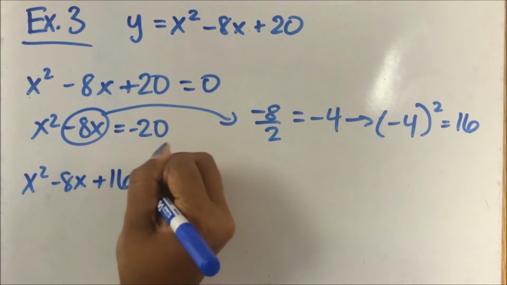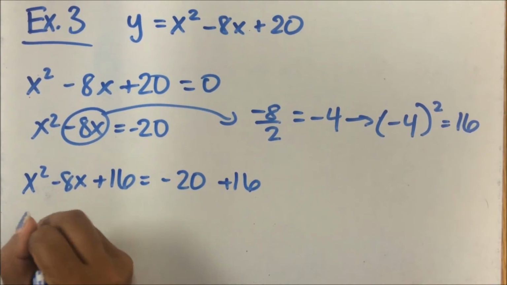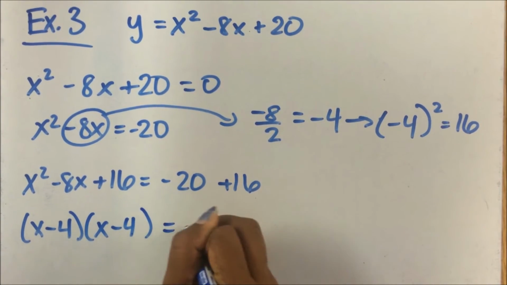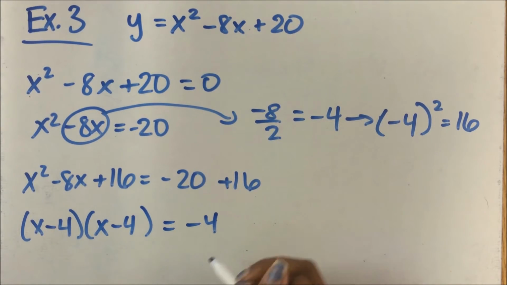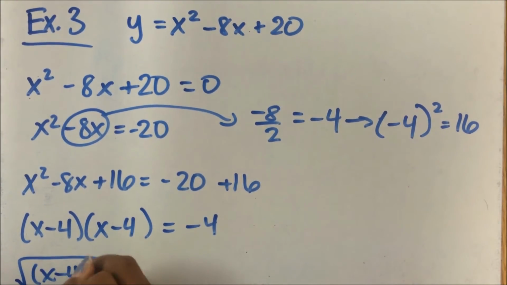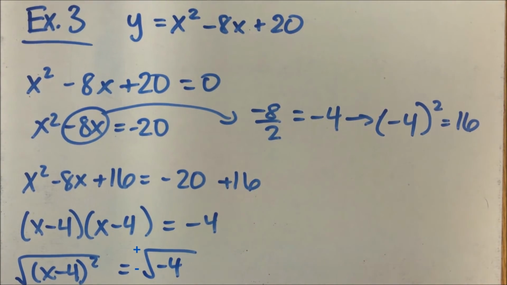You're left with a negative result on the right. Change x squared minus 8x plus 16 into the square x minus 4 squared. Take the square root of each side to get x minus 4 equals plus or minus the square root of negative 4. If you're in Algebra 1, this means there's no solution because you can't take the square root of a negative number.